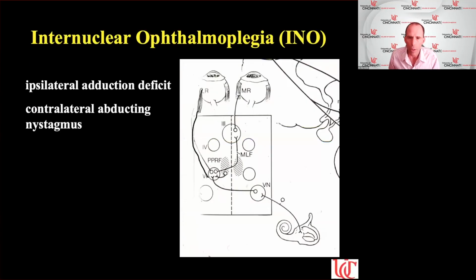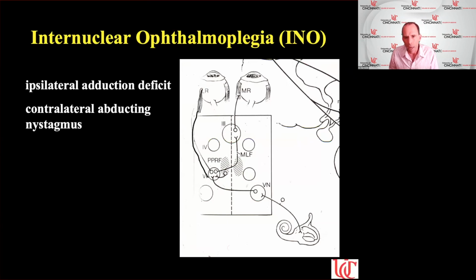And INO, of course, is due to a problem in the MLF, the medial longitudinal fasciculus, this internuclear neuron that runs from the horizontal gaze center, the PPRF, up to the medial rectus subnuclei in the third nerve complex. So there's an ipsilateral adduction deficit because that medial rectus is not getting the right innervation. And then there's also this contralateral abducting nystagmus because of a problem with the pause neurons. Long story, don't need to know about it, but an INO. So this is a pattern that you need to be aware of to make a diagnosis.